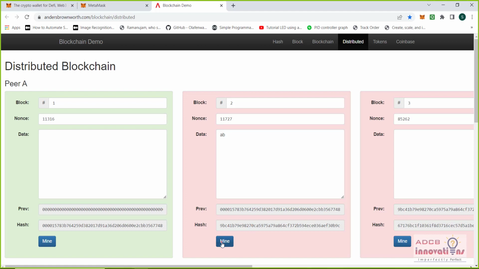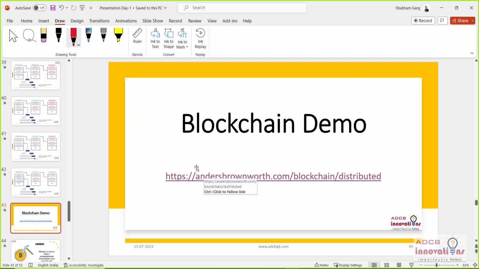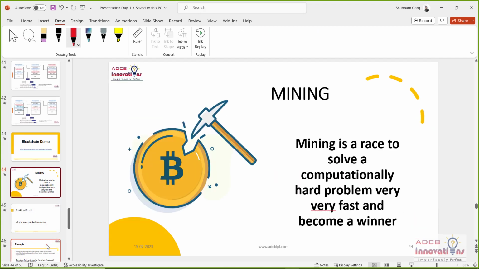So when you click on mine, your target is to calculate a hash address less than this. You click on mine here, and you can see this hash address is definitely less than the previous one. I hope this hash concept is clear. I will just move to the next slide, and then it will become more clear.